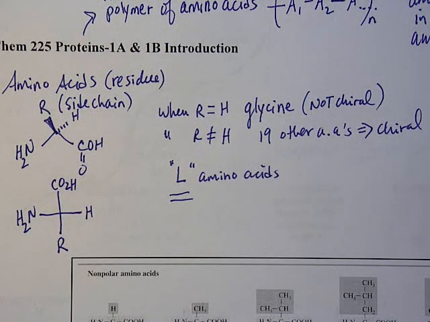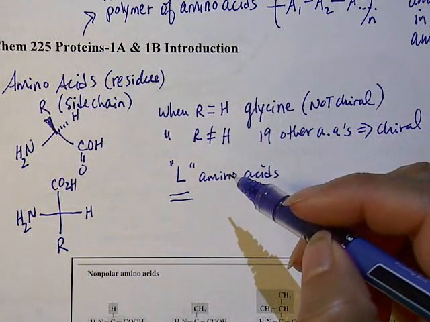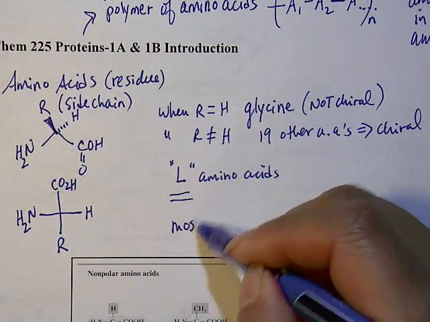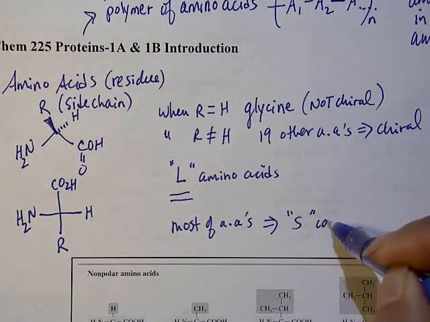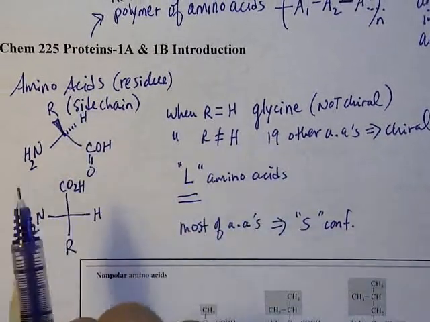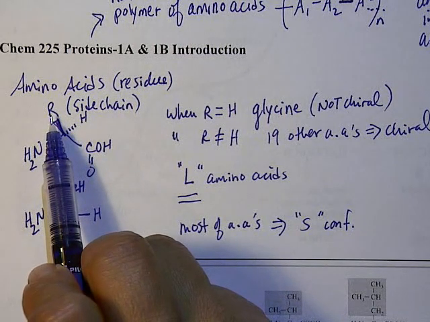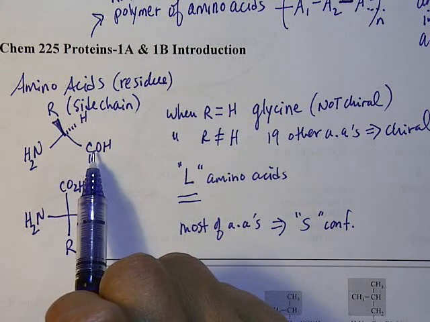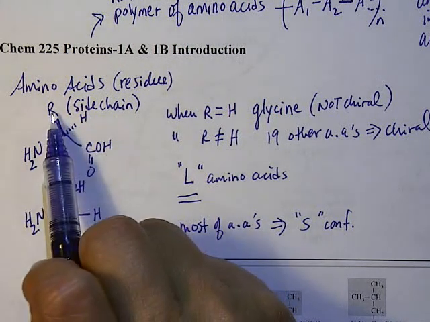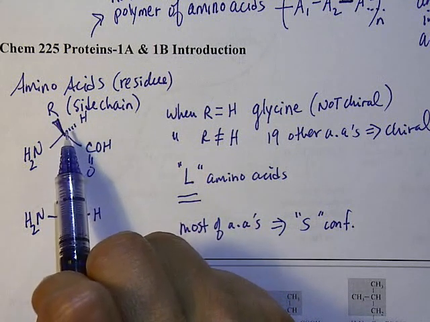So if instead of doing the D or L, you were assigning based on R versus S, most of the amino acids will give S configuration, all right? So that means that the nitrogen will go priority 1, and usually the carboxylic acid carbon gets a priority 2, and then the R group gets priority 3, and hydrogen's already going back, so you see that it gives you S configuration, okay?